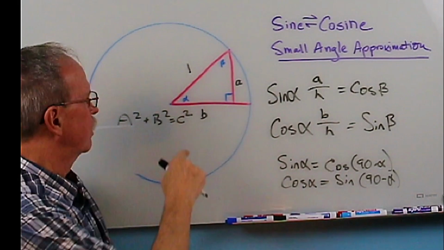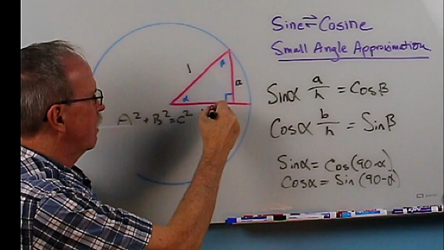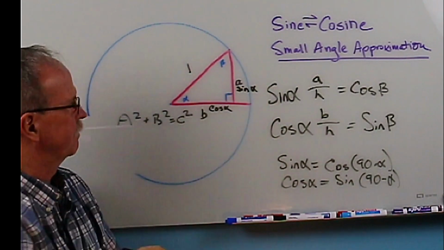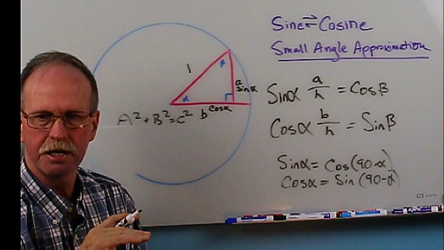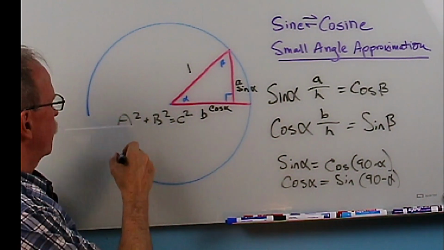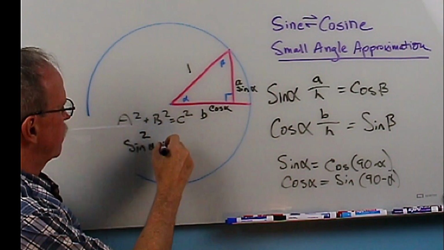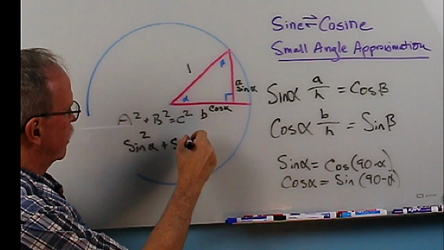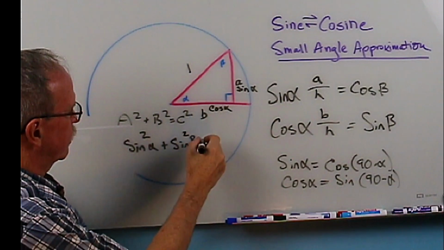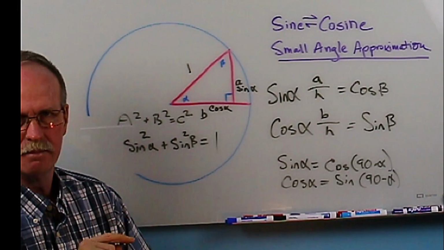Now, in a unit circle where the radius is 1, we know that this side is the cosine of alpha, and this is the sine of alpha. We recall that from our first talk about sine and cosine. So we can rewrite this a little bit. We can say the sine squared alpha plus the sine squared beta equals 1. That's called a Pythagorean identity.